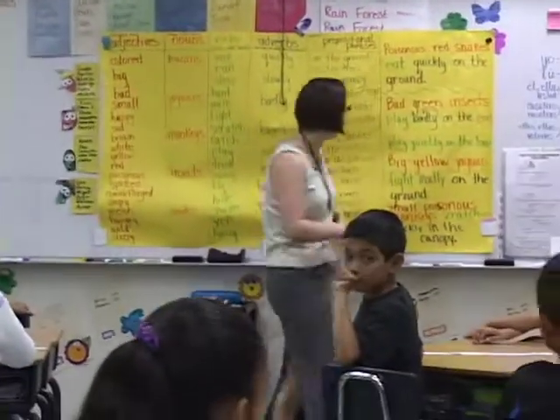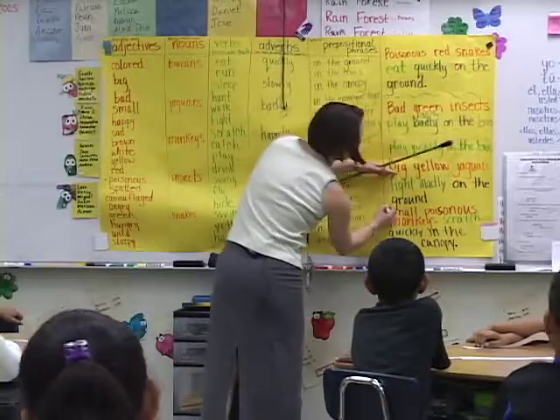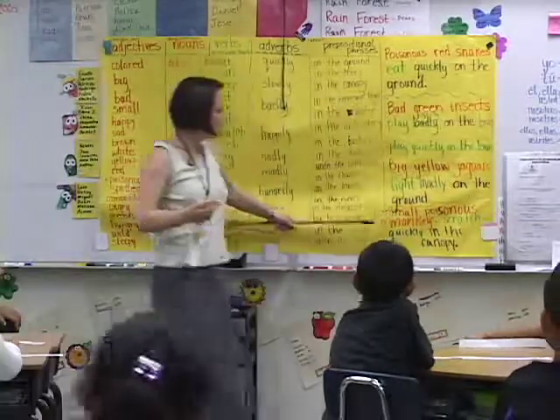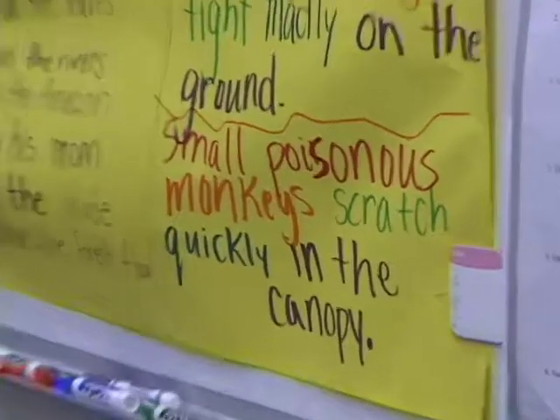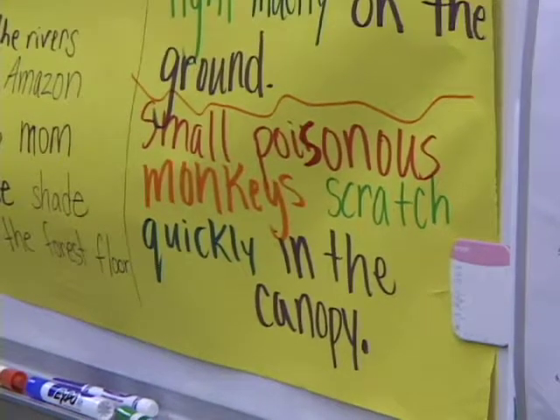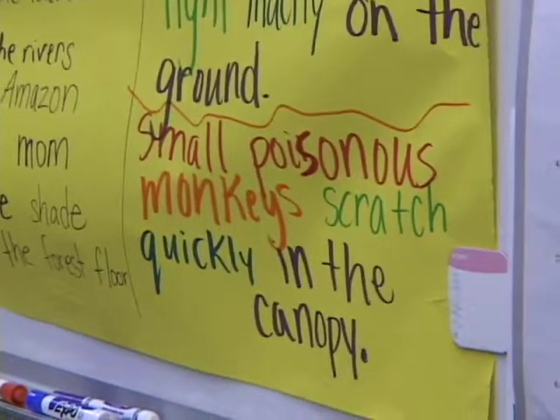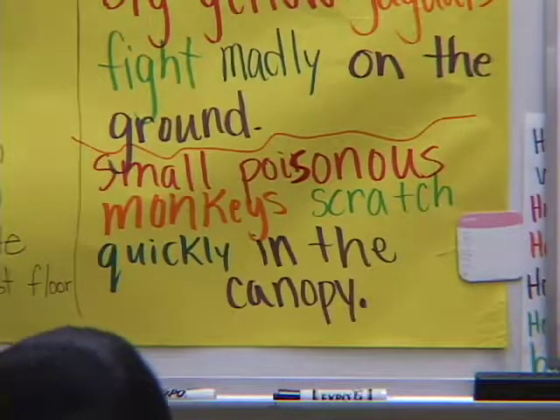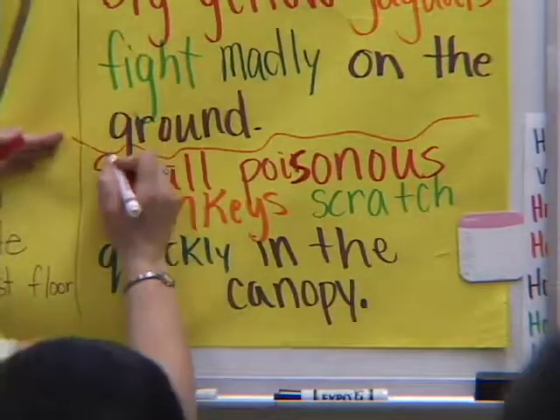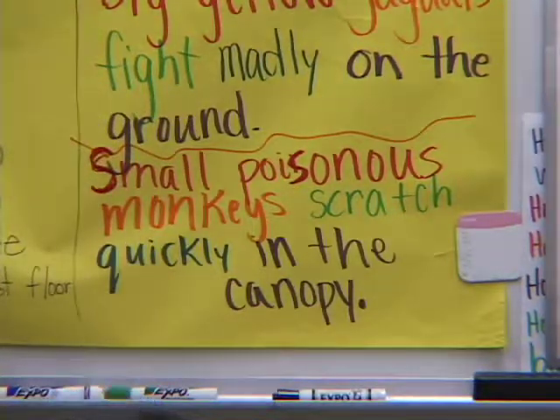Here we are. Did I forget something? Look at my sentence. You probably can't see it very well. Did I forget something on my sentence? Yeah. There's something important about my sentence. Alessandra, what did I do? A big letter. How do you say big letter in English? Capitals. You got it. I forgot to put a capital here. So I'm just going to make it big, okay? Small poisonous monkeys scratch quickly in the canopy.